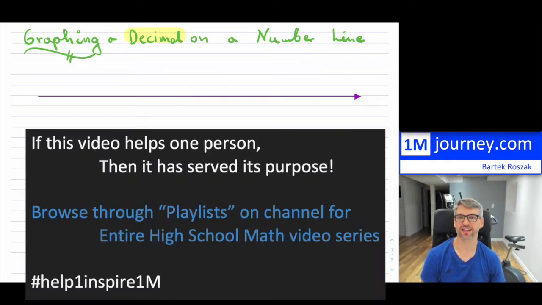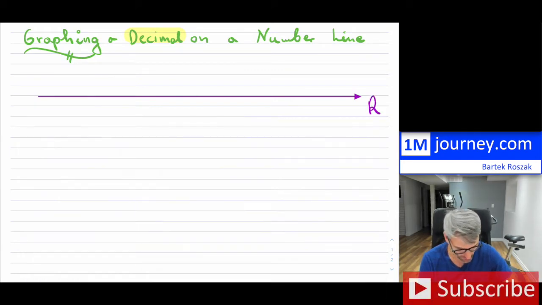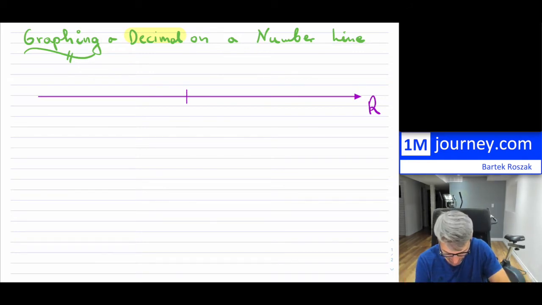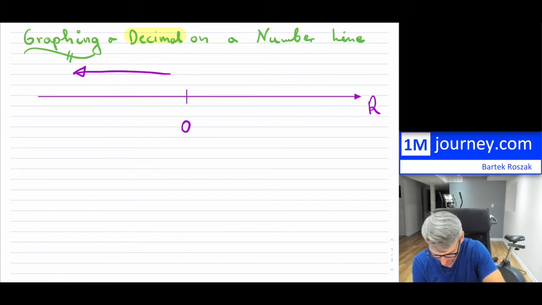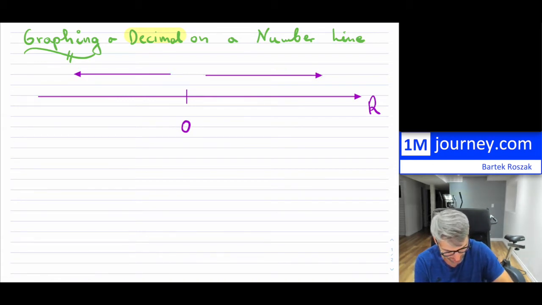So, graphing a decimal number on a number line. We can take a number line, which can be made up of real numbers. How do we graph them? Typically, if we are going to draw a line, in the middle we allocate a division between negative and positive numbers. Negative numbers go in this direction, and positive numbers go in this direction.